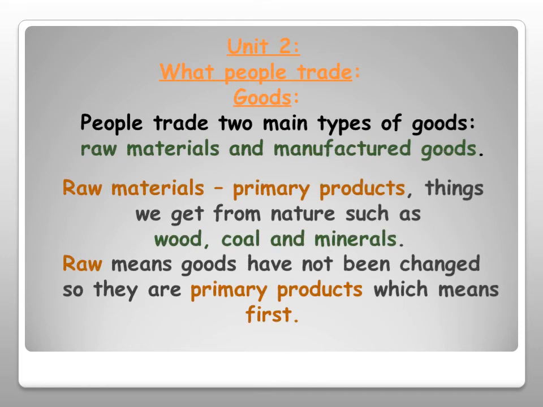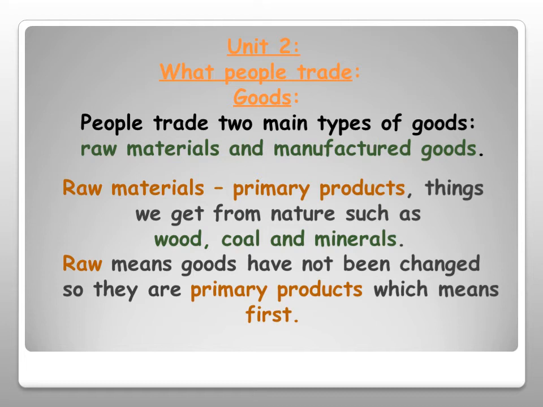Right, our next unit is Unit 2. What people trade? Goods. People trade 2 main types of goods: raw materials and manufactured goods. Raw materials is primary products. So another word for raw materials is primary products. Things we get from nature, such as wood, coal and minerals.